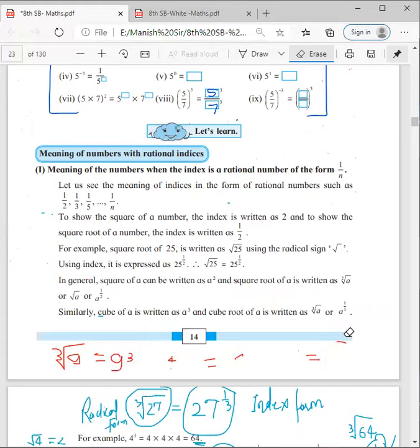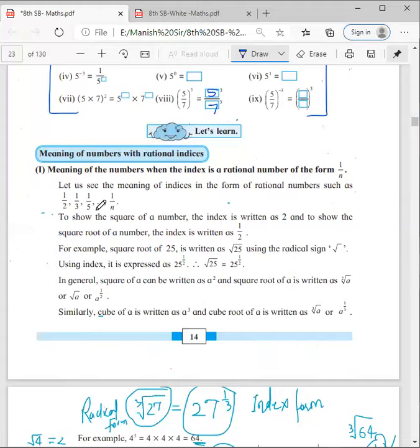Now, see this, what they have given. The first one: the meaning of numbers when the index is a rational number of the form 1 upon n. So whenever you get a rational number in the form 1 upon n, let us see the meaning of indices in the form of rational numbers such as 1 upon 2, 1 upon 3, 1 upon 5, and so on. I can write 1 upon n, where n can be any number.